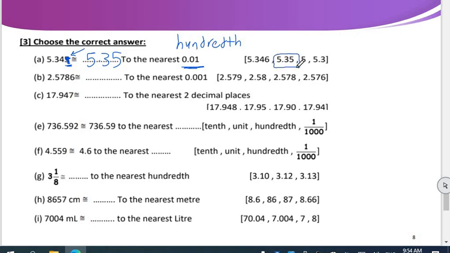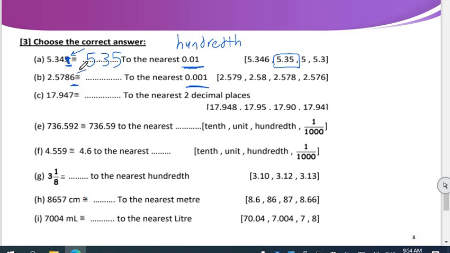Okay, letter B, 2.5786 to the nearest 0.001. Who remembers this meaning, approximating to the nearest what? Super. This means 1 over 1000, because the decimal point is after 3 digits from the right to the left, meaning to the nearest thousandth. Okay, and to the nearest thousandth, we look at the digit in the 10,000th place, number 4 after the decimal point. And here we have what?